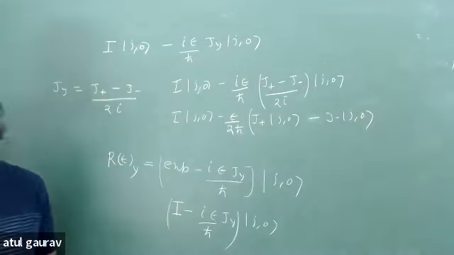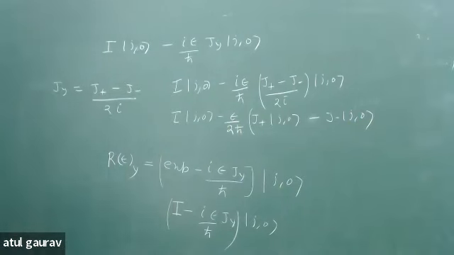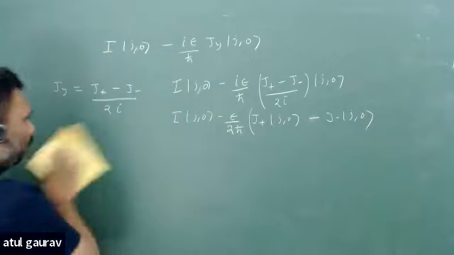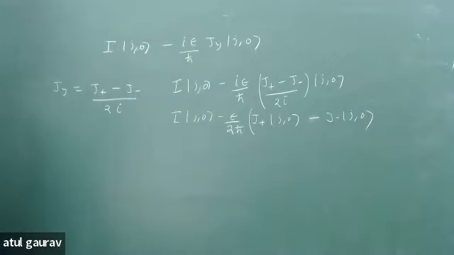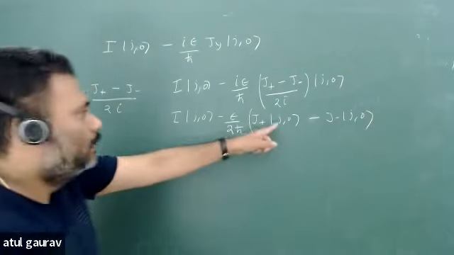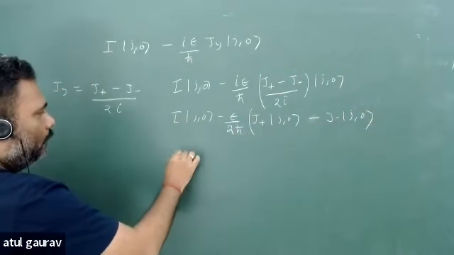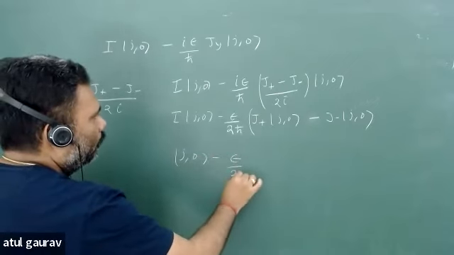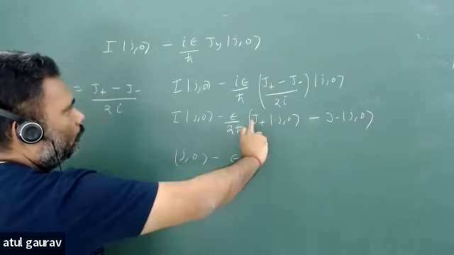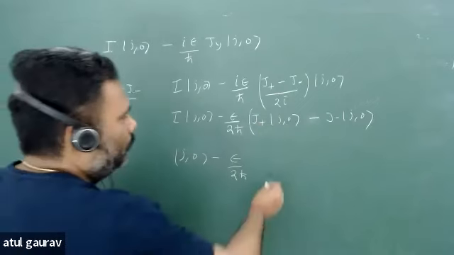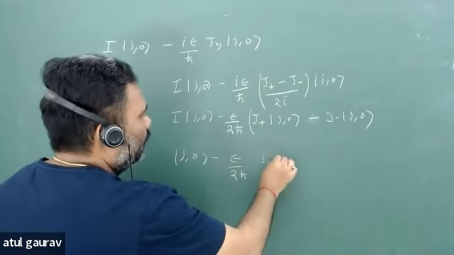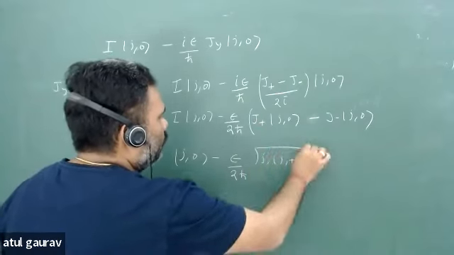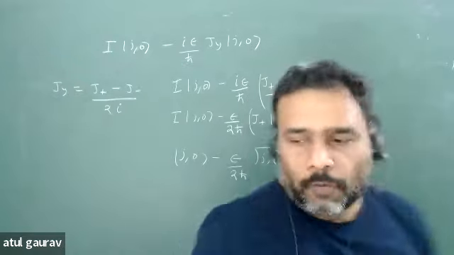Okay. Now we know all the properties of J plus and J minus, and once we go for all the properties of J plus and J minus, what will happen? J plus, what will happen? This will remain the same, J0 minus epsilon upon 2 h cut. What will happen to this one? Where will J plus take it? J into J plus 1, the value of M is 1. So this will remain the same, and this will go to what?